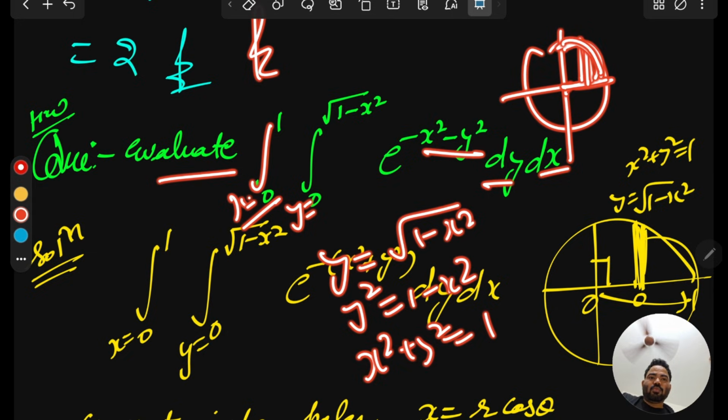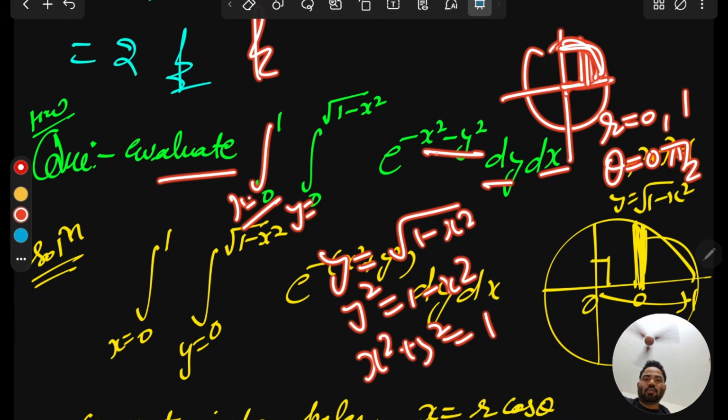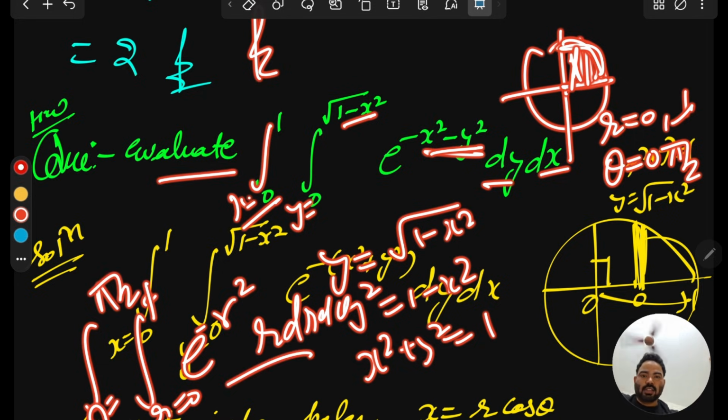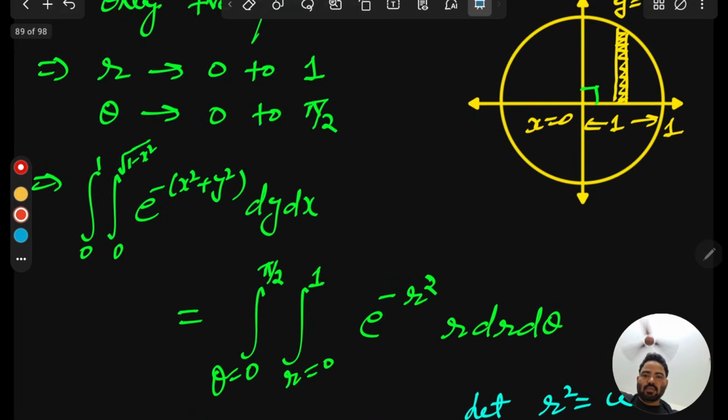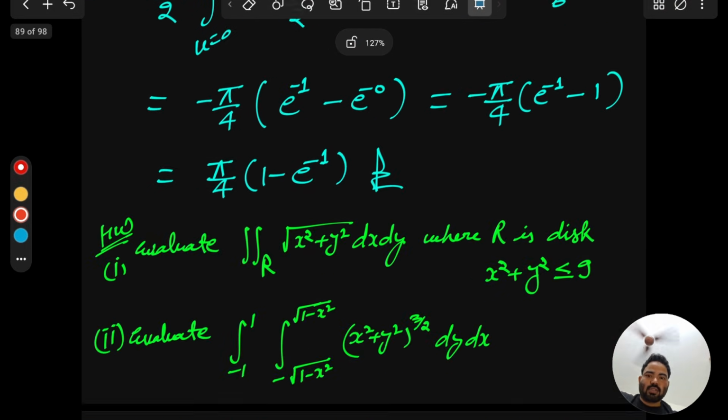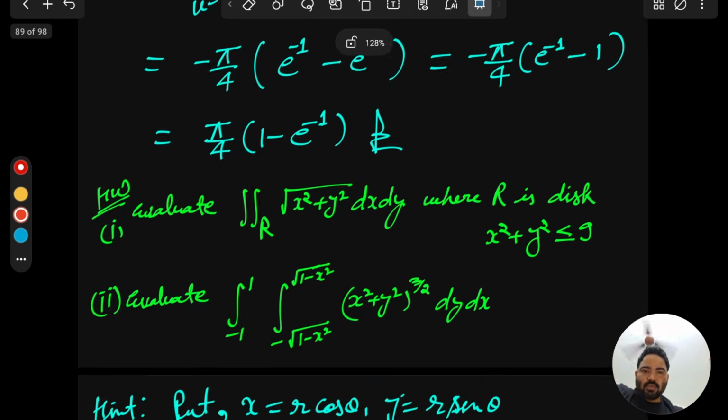So if you use polar coordinates, then r becomes 0 to 1 and theta becomes 0 to pi by 2. If you just replace, this becomes e to the power minus r squared r dr d theta, and the r limit is 0 to 1, and theta, because it is only the first quadrant, is 0 to pi by 2. Just do the integration, it's so easy, you can do it directly. After solving this you will get the answer, so I'm not going to solve it again. This is up to you.